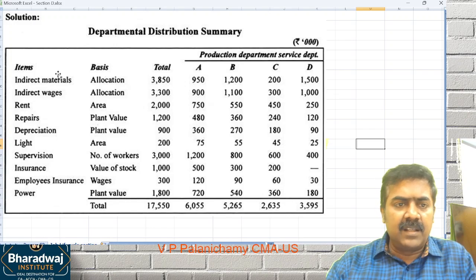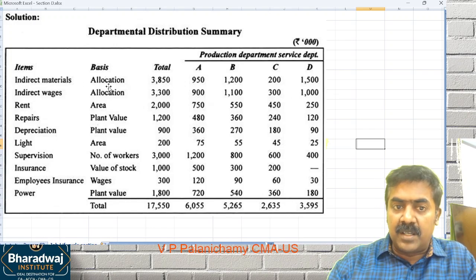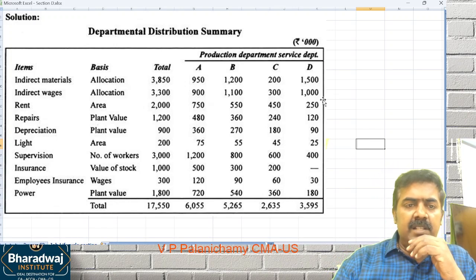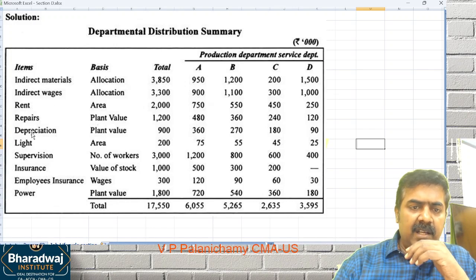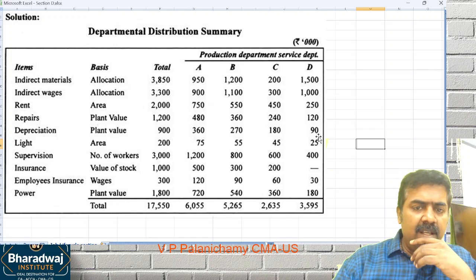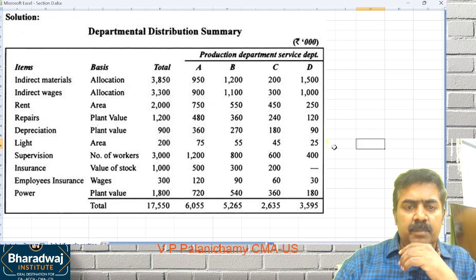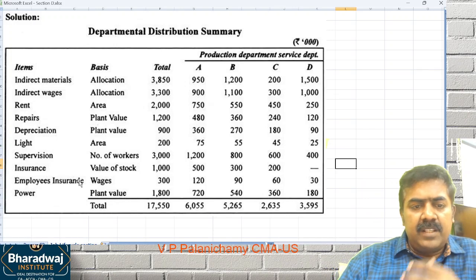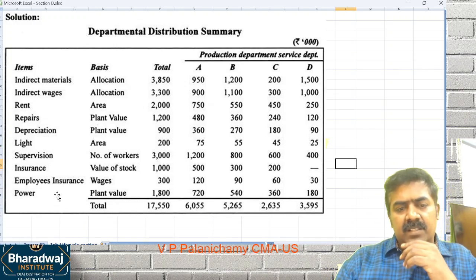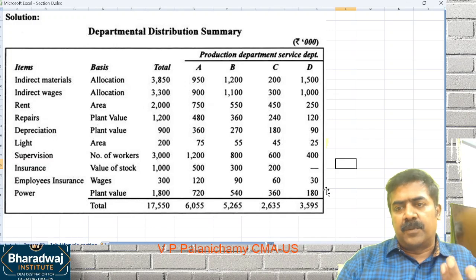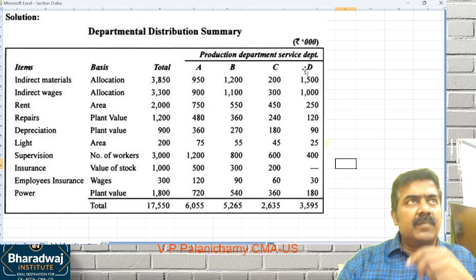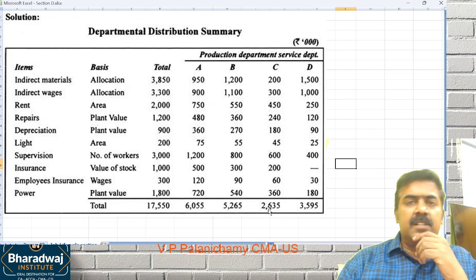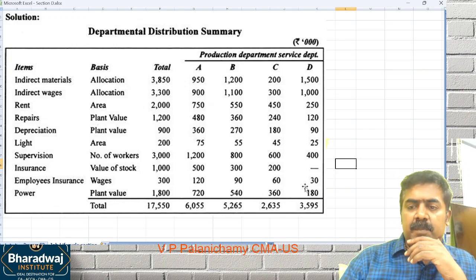Indirect material already given. Indirect wages already given. Please remember it is not direct material, direct wages; it is indirect material, indirect wages. Rent based on area. Repairs based on plant value. Depreciation based on plant value. Lighting based on area. Supervision based on number of workers. Insurance based on which one? Value of the stock. The insurance on employees based on wages. Power based on which one? Horsepower of the machine; if not given, plant value. This is primary distribution, where we allocate or apportion expenses between both production as well as service departments.